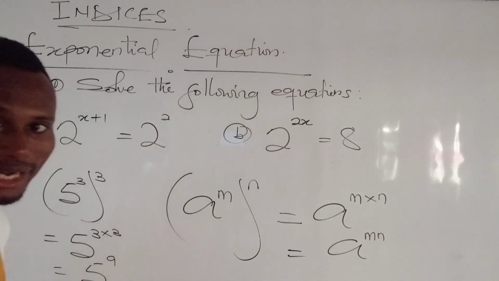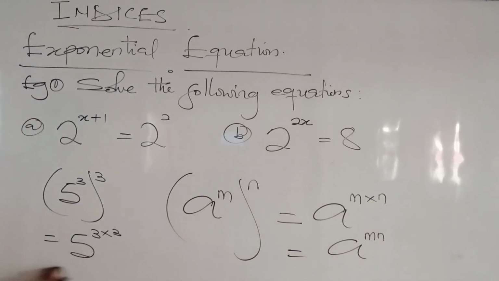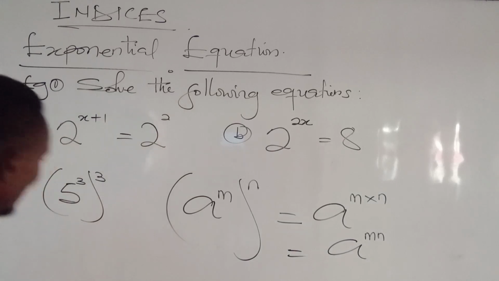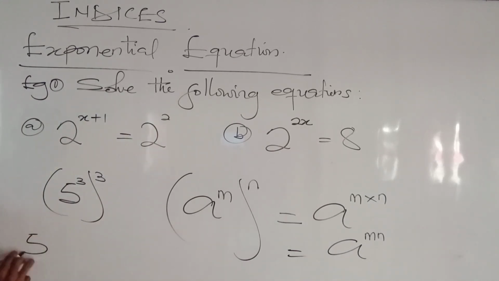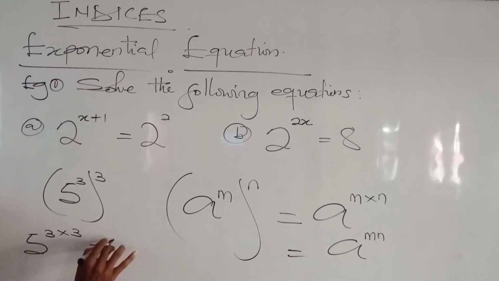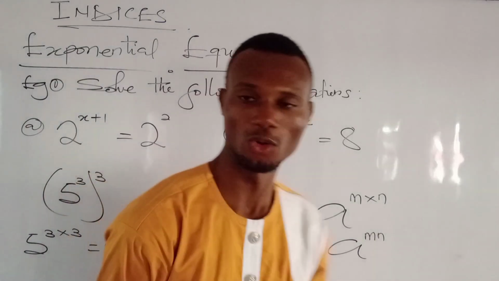Let me write it well so that you can see it. So now it's going to be 5 to the power 3 times 3, which is going to give us 5 to the power 9, because 3 times 3 is 9. Okay, I hope you understand.